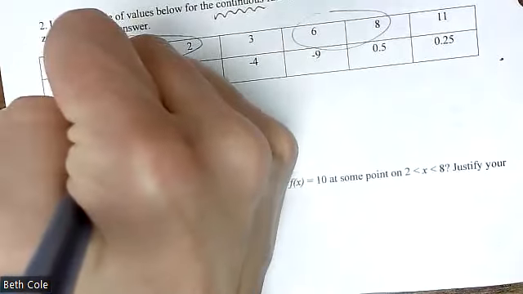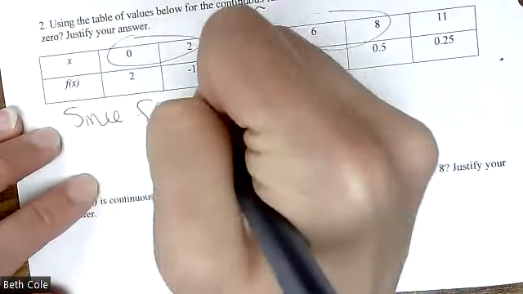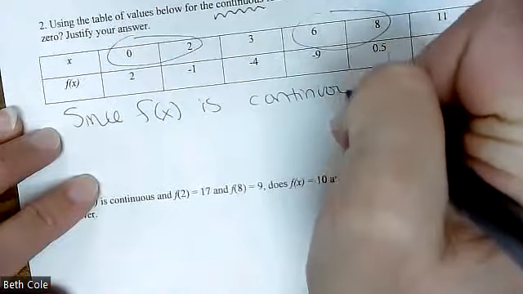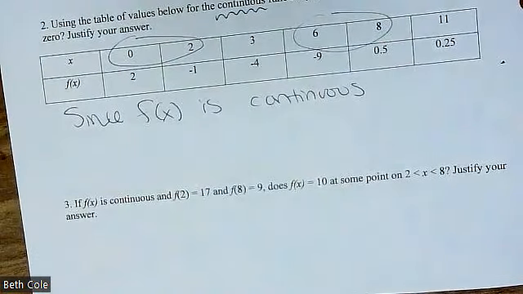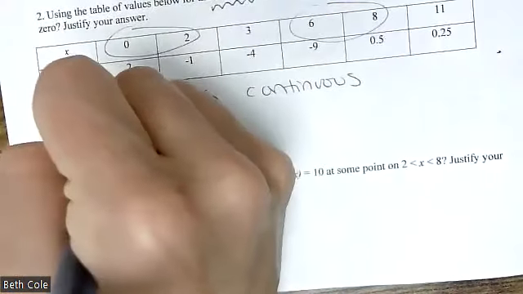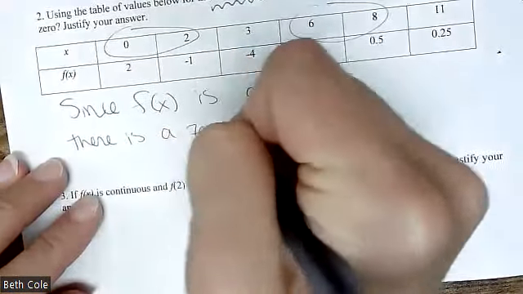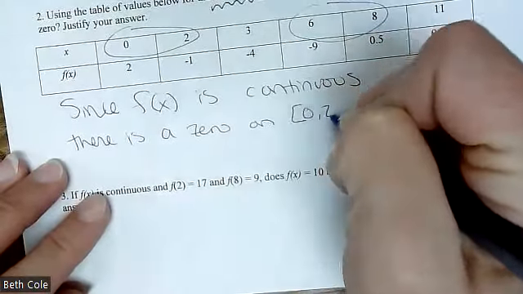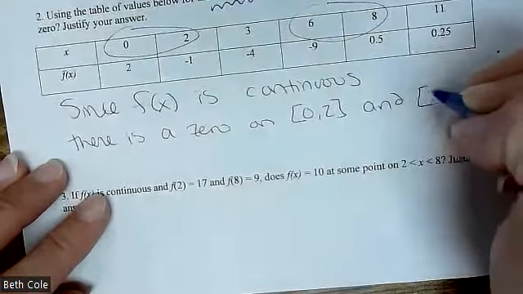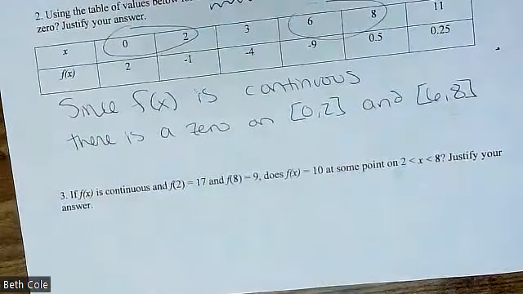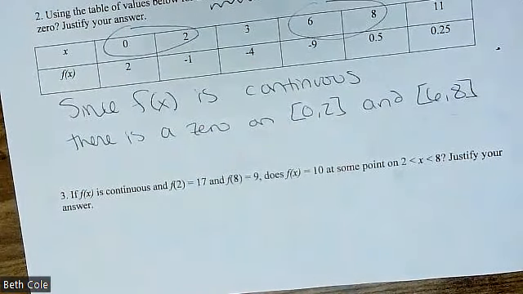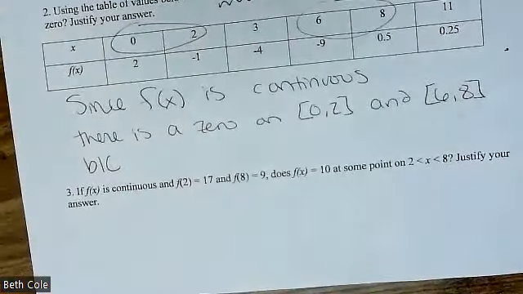So you're going to say, since f of x is continuous, that's how your sentence is going to start. Since f of x is continuous, there is a 0 on 0 to 2 and 6 to 8. Because, and you can abbreviate because, that's fine. You can abbreviate lots of stuff. I don't really care if you abbreviate. Why did we pick those again? What was our reason?